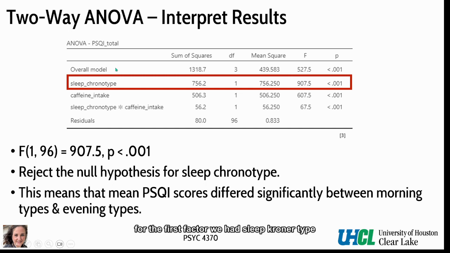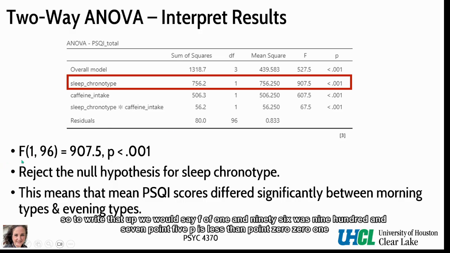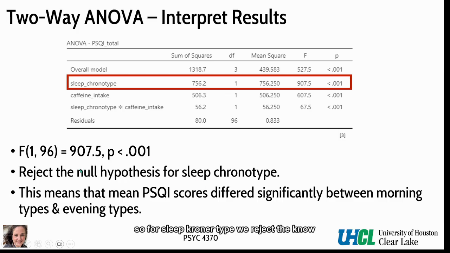So for the first factor, we had sleep chronotype. We determined that it was significant. So to write that up, we would say F of 1 and 96 was 907.5. P is less than 0.001. So for sleep chronotype, we reject the null. That means that our PSYC scores differed significantly if the person was morning or evening chronotype. So there was a significant difference when looking at chronotype.